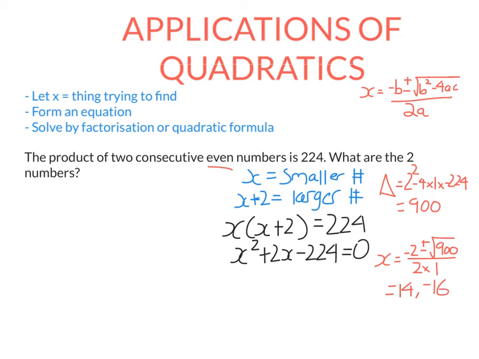So once again, the smaller number could be 14 or minus 16. If the smaller number is 14, the two numbers are 14 and 16. If the smaller number is negative 16, the two numbers are minus 16 and minus 14. Okay, so we're done. Let's look at a different type of question now.